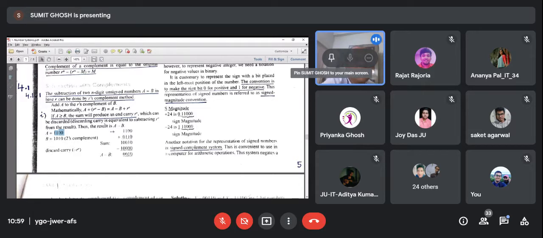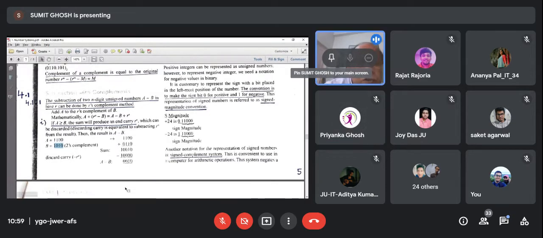So I have to do 12 minus 10. That means A is 1100 minus 1010. That is 2. A is 1100 and B is 1010. So A I write as it is. For B I write 2's complement. What is 2's complement of this? 0110. Very good. So instead of B, I write 2's complement of B, and then I add them up.